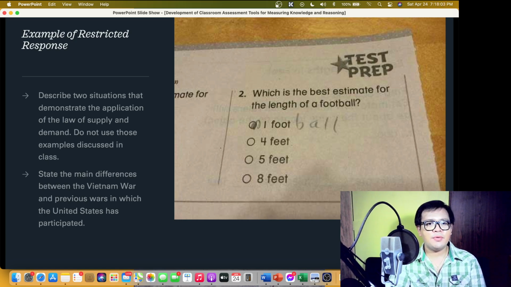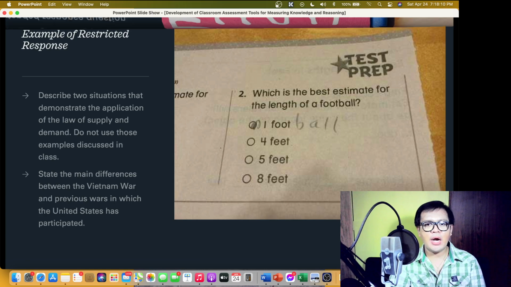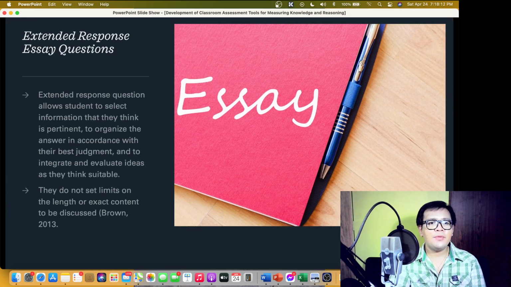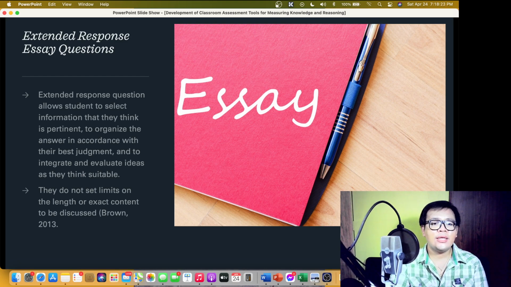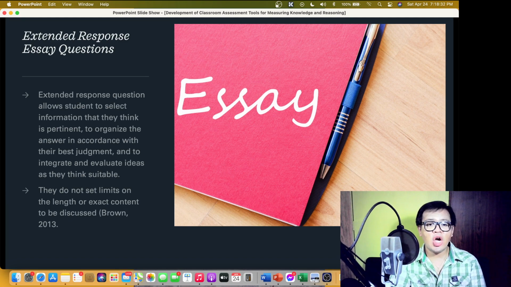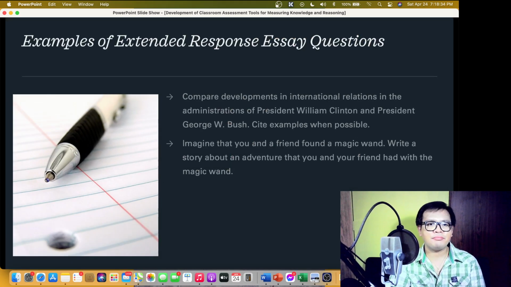In that way, students will be able to consider the things that they have to elaborate as to what the test item is requiring. And extended response essay questions. Extended response questions allow students to select information that they think is pertinent, to organize the answer in accordance with their best judgment, and to integrate and evaluate ideas as they think suitable. And Brown of 2013, they do not set limits on the length of exam content to be discussed.